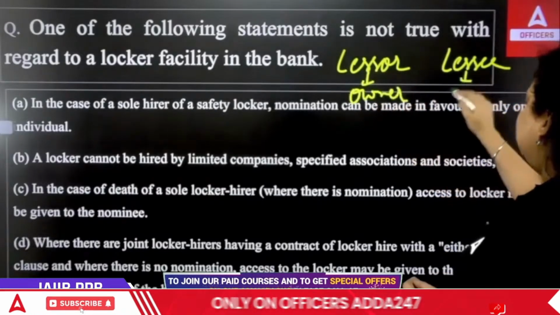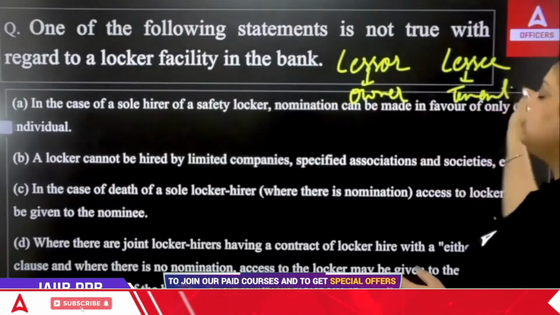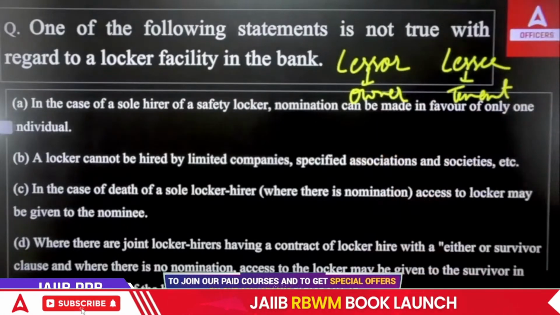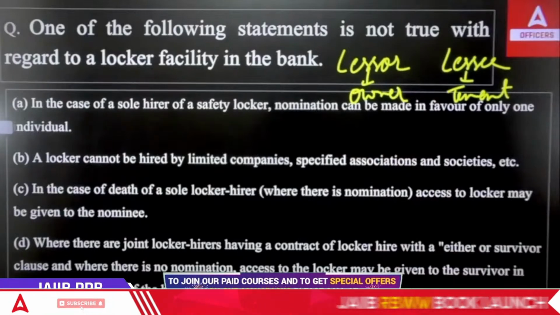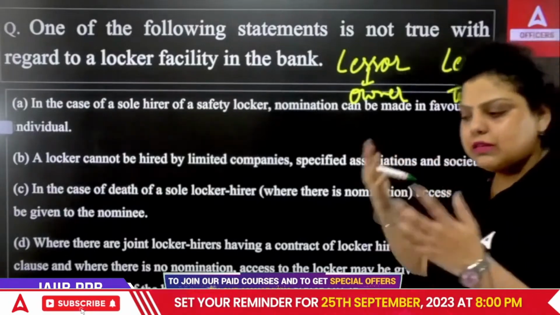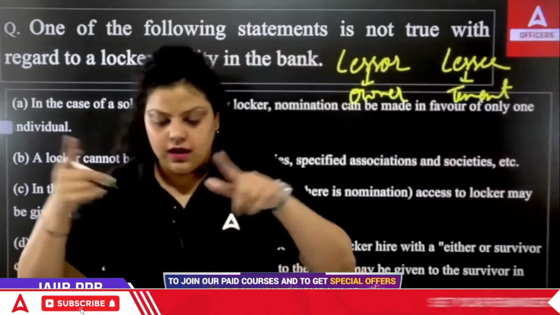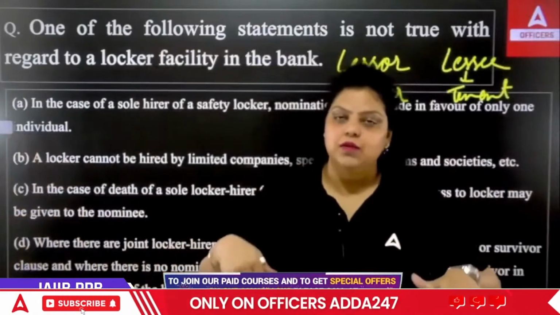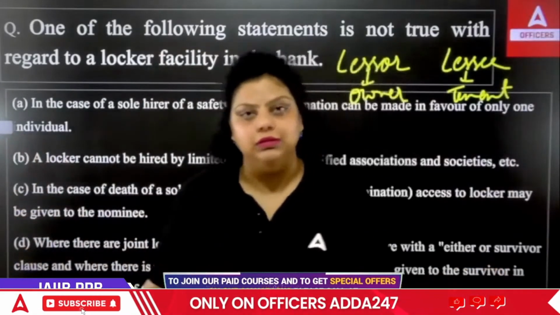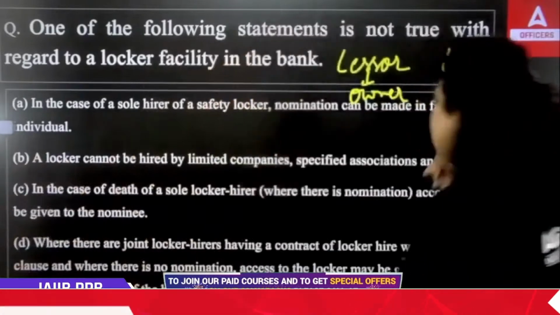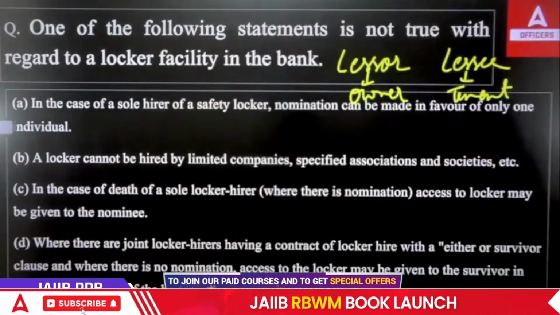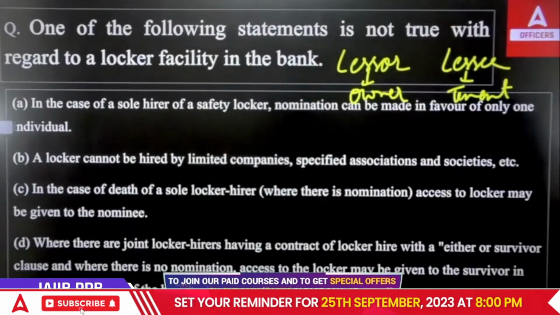And lessee means the tenant, the person who is taking something on rent. So when you are taking a locker facility from the bank, you are the person taking a certain area of the bank, the asset of the bank, to use for your purpose. That's why you will be a lessee and the bank will be a lessor. So in case of your locker facility, which of the following is not true?